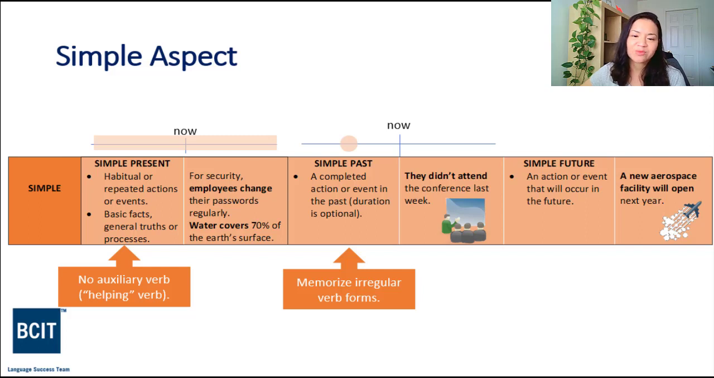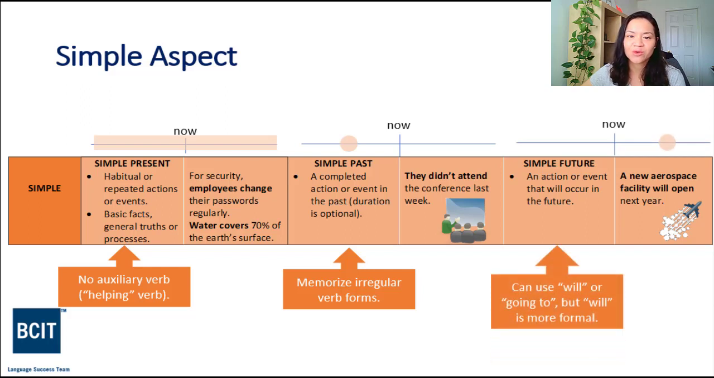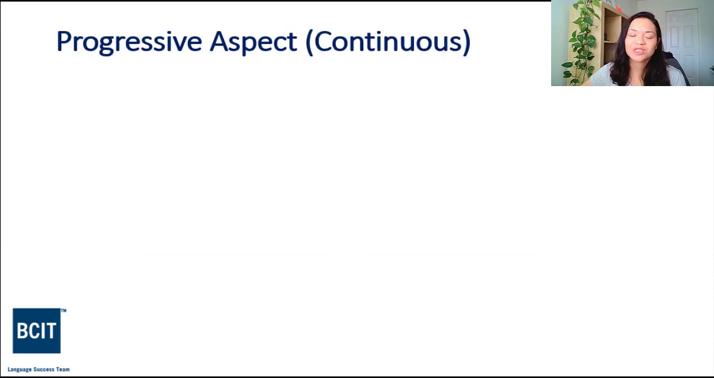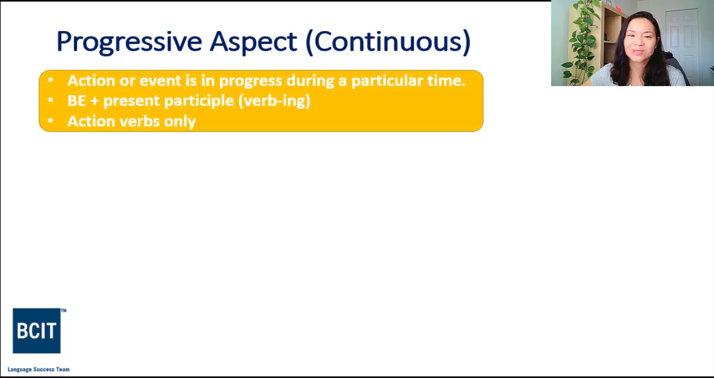Simple future can be expressed using either will or be going to plus the infinitive form of the verb without much change in meaning, although will sounds more formal and is therefore more used in writing. A new aerospace facility will open next year. Let's now move on to the progressive aspect, or you might have also heard it called continuous as well. In general, the progressive aspect gives the idea that an action or event is in progress during a particular time, whether that time be now, in the present, in the past, or in the future.